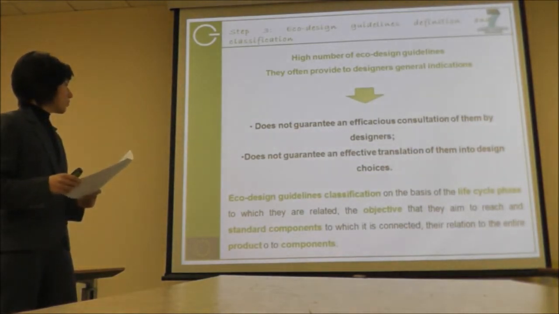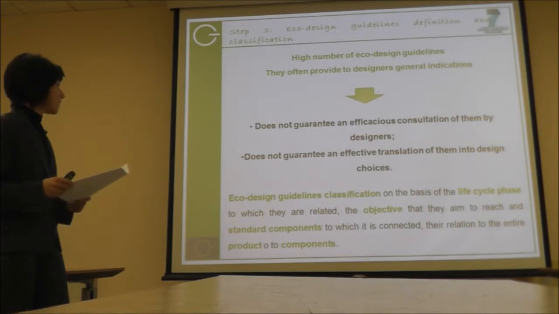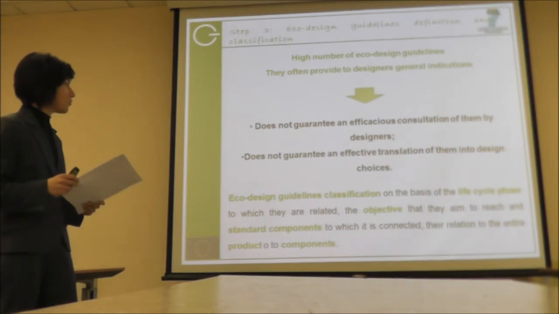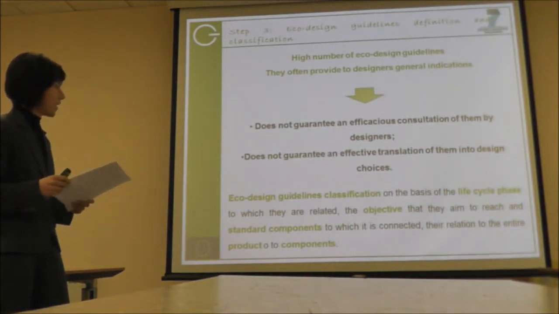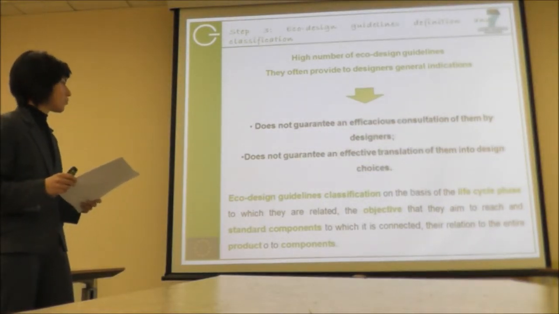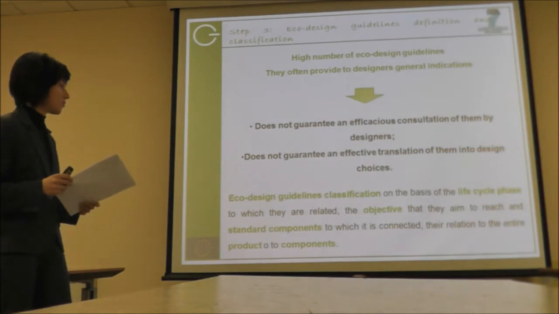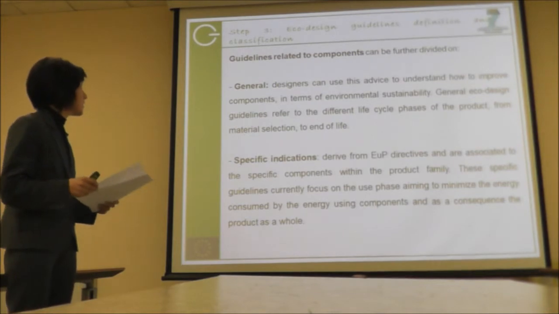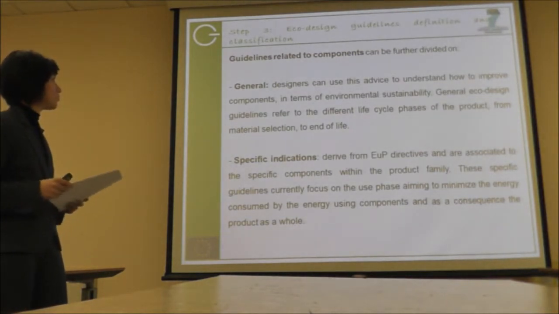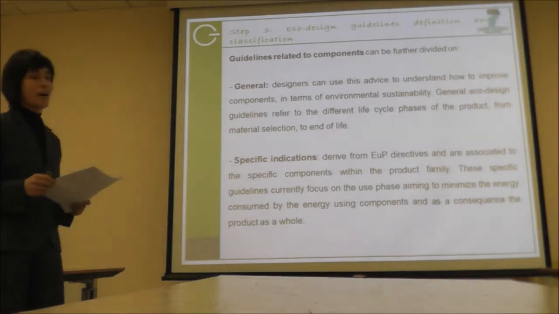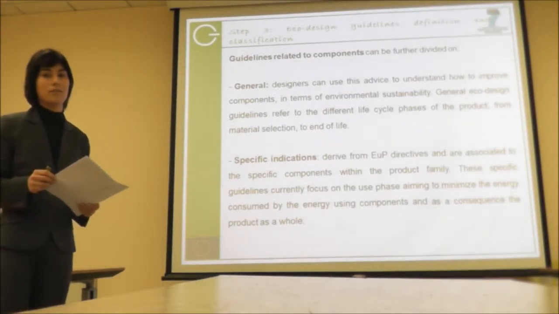In order to make eco-design guidelines more useful for designers, we have classified these guidelines according to the life cycle phases to which they are referred, the objective they allow to reach, and the standard component to which each guideline is connected. And also we have classified eco-design guidelines in eco-design guidelines related to products and components. In particular, the guidelines related to component can be divided into general and specific guidelines.